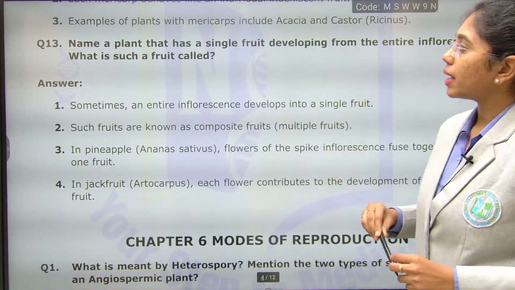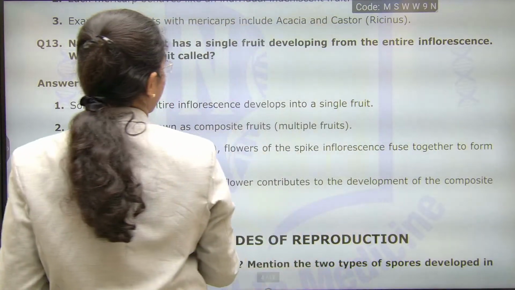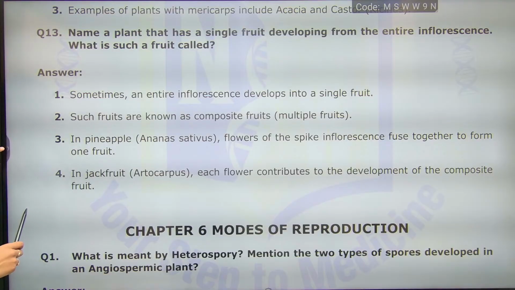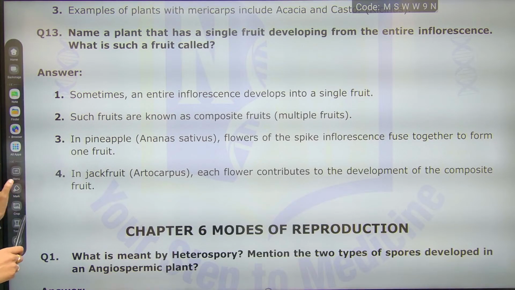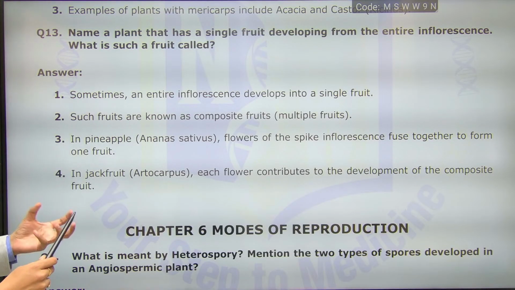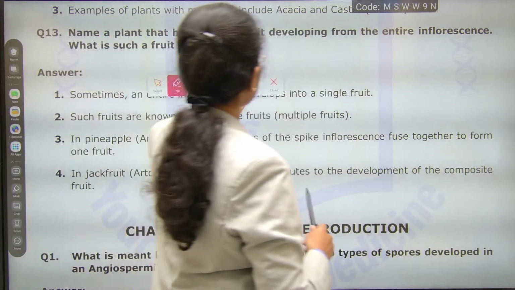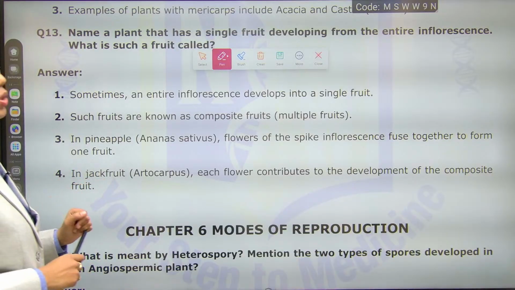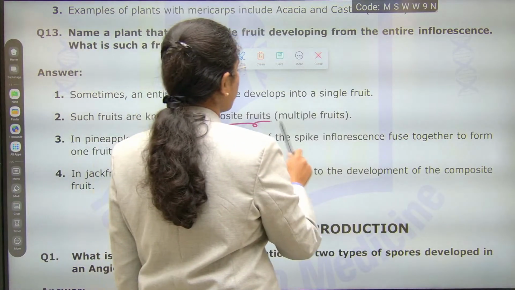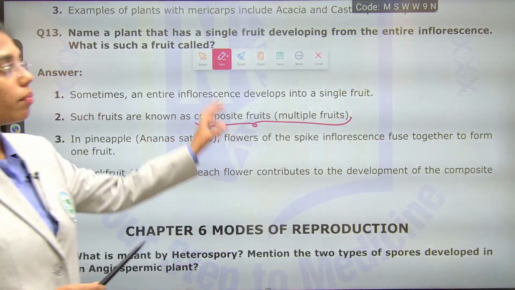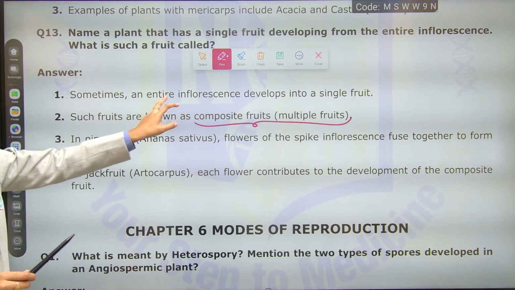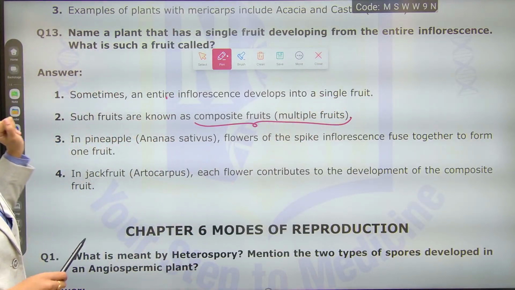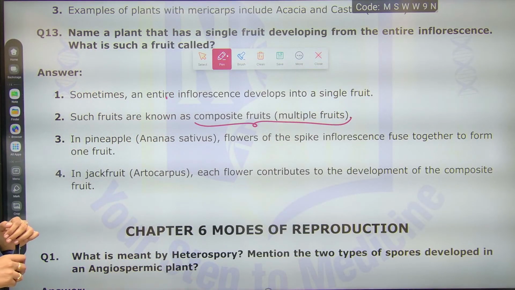Name a plant that has a single fruit developing from an entire inflorescence. What is such a fruit called? Sometimes an entire inflorescence develops into a single fruit. Such fruits are known as composite fruits or multiple fruits. One complete inflorescence will give rise to a single fruit.